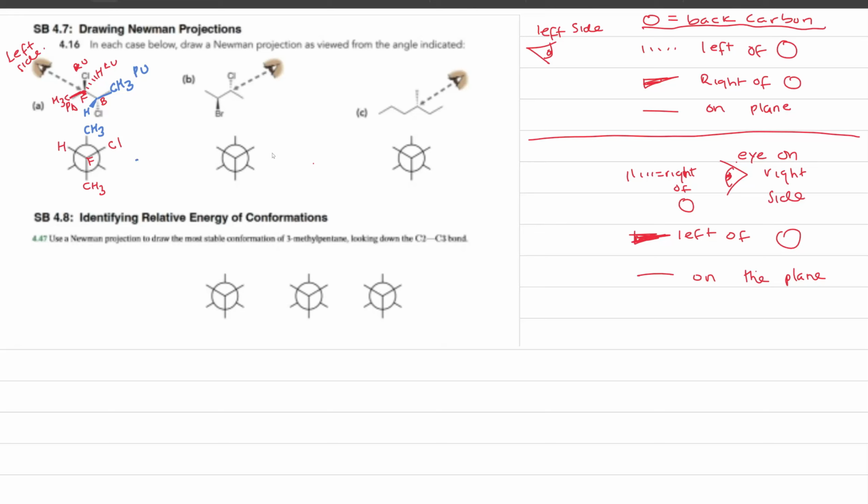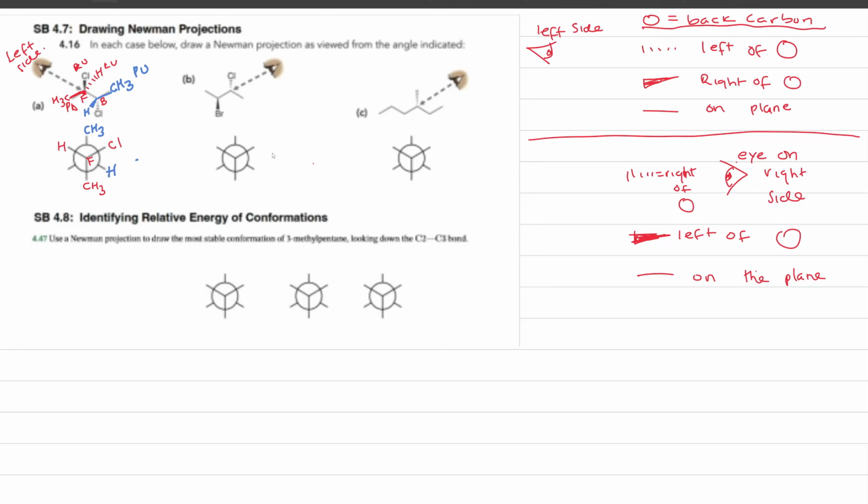Oh, wait, am I wrong? That's why the lines are not crossing it. The CH3 is attached to the back carbon, the circle. So does it go on the left? No, it's on a wedge. The blue hydrogen goes on the right. Remember, the eye is on the left, so wedge goes right of circle.